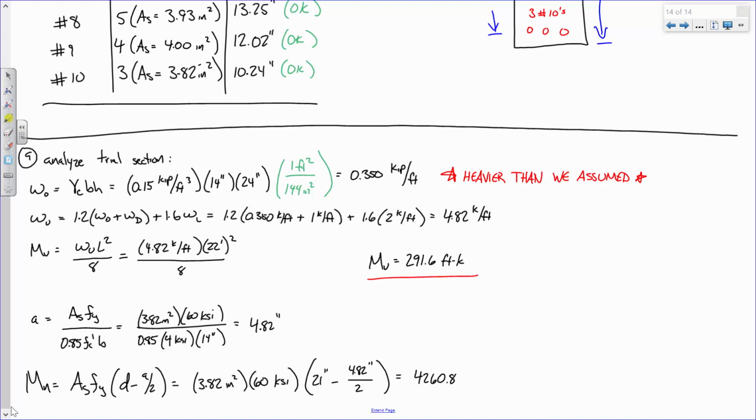No, they are not. Inch kip. They are inch kips because we have inches and kips. So now we want it to be in foot kips, and what do we need to do? Divide by 12. So that value divided by 12 is what? 355.1.